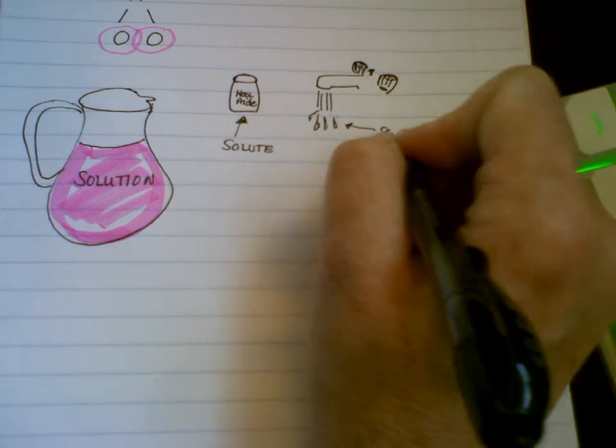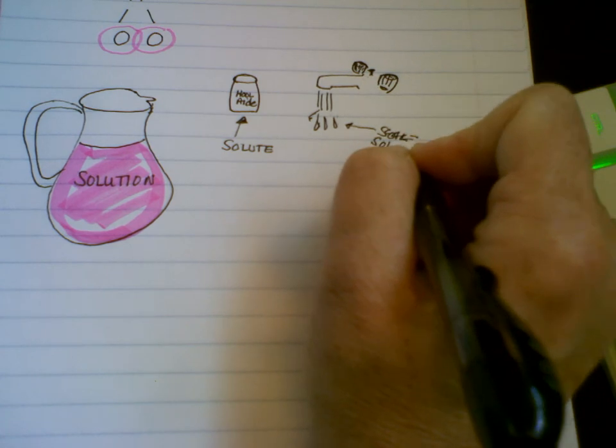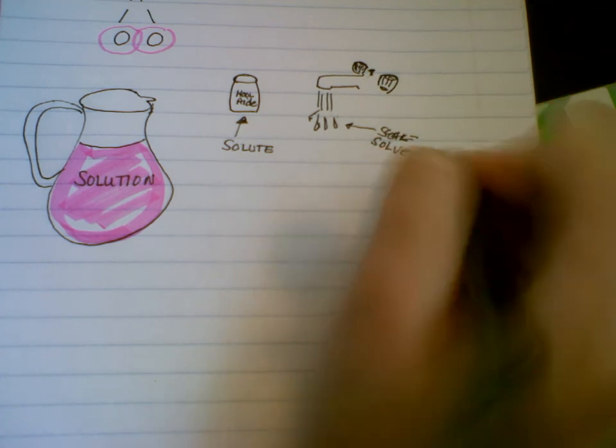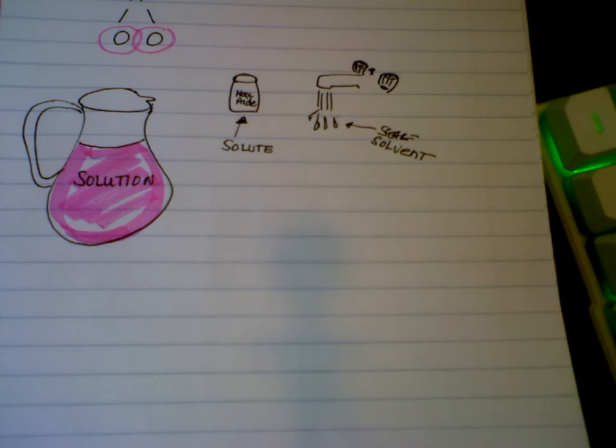Oh, I can't spell. Sorry. S-O-L-V-E-N-T. Okay. So solute is the thing you're trying to dissolve. The solvent is what you're dissolving it with. And the solution is the mixture of the two. Okay, so that was talked about in your chapter as well.